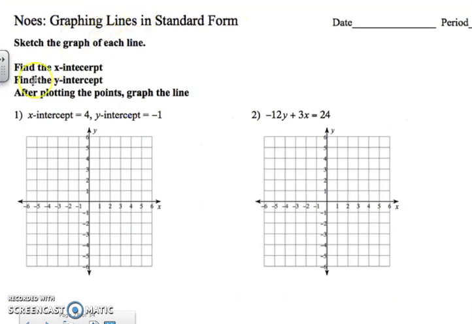So the first thing, again, we need to find the x-intercept and the y-intercept. On number 1, they've given them to us. So the x-intercept is a 4. So you're going to go on this x-axis to a 4 and make a point. And then the y-intercept was a -1. So you're going to go on the y-axis where it's a -1 here and then make a point.